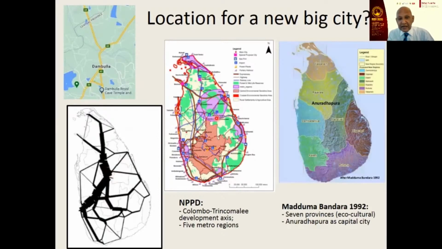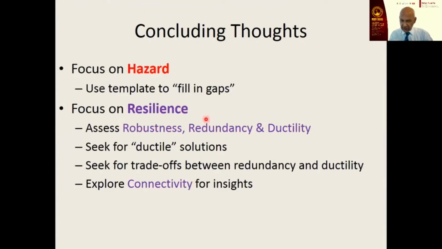We look at the National Physical Planning Department's metro areas, and we find that one metro area is somewhere here as well. We find a paper by Professor Madhuma Bandara in 1992. Of course, he is proposing Anuradhapura as a capital city. This area that I'm suggesting, Dambulla, is not too far away. Of course, I do not have any clear plans, but I'm saying that we can use some of these ideas about resilience, robustness and connectedness to think about national resilience over the next 20 or 30 years. So let me conclude.